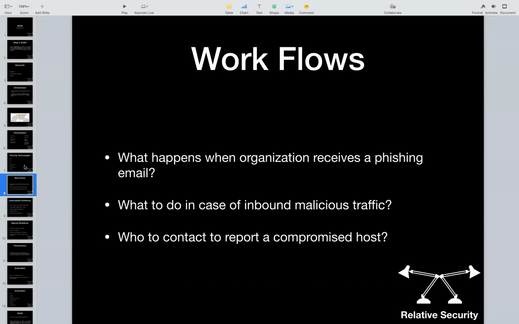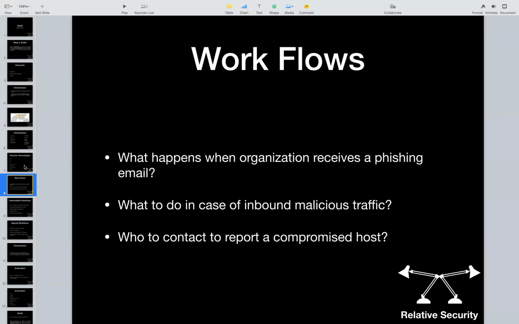So what to do in the case of inbound malicious traffic? Who's going to analyze that? Who's going to call the shots that, okay, we have some inbound malicious traffic and we need to analyze a certain endpoint? Or do we need to block the traffic at the perimeter devices? These are the different things that one has to decide within the organization. Who should I contact if I happen to know of a compromised host? What do I do if I know that the host is compromised? What is the IR team going to do when they get to know? These are the different scenarios in which they need to have certain defined workflows.